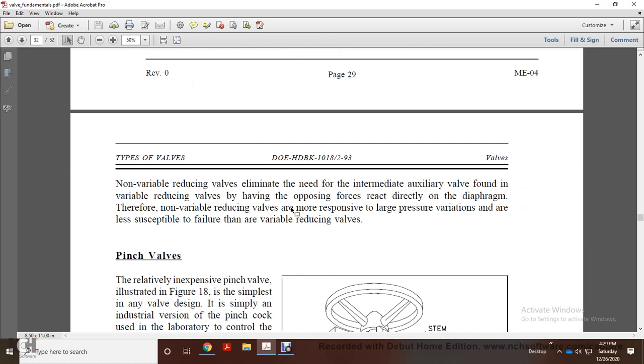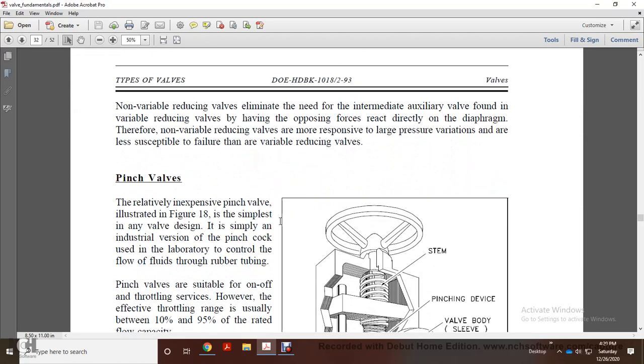Alright, non-variable reducing valves eliminate the need for the intermediate auxiliary valve, with the dome-loaded end of the variable reducing valve having the opposing force reacting directly on the diaphragm. Therefore, non-variable reducing valves are more responsive to large pressure variations and less susceptible to failure than variable reducing valves.